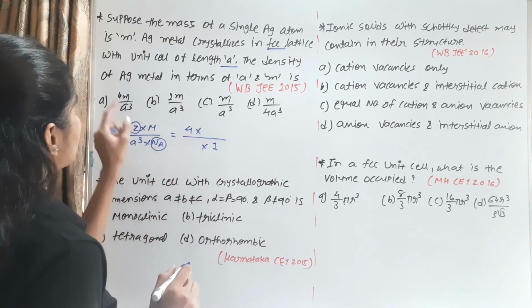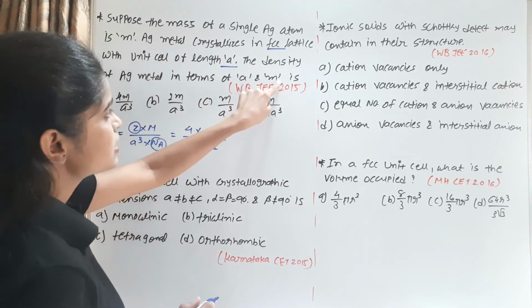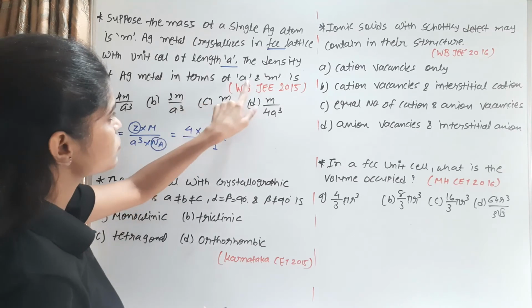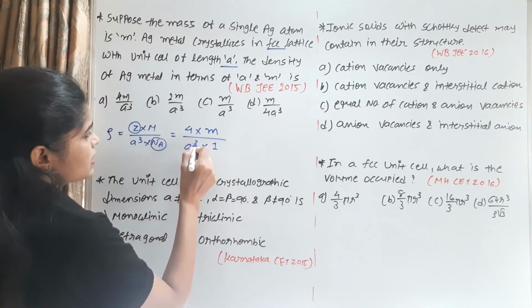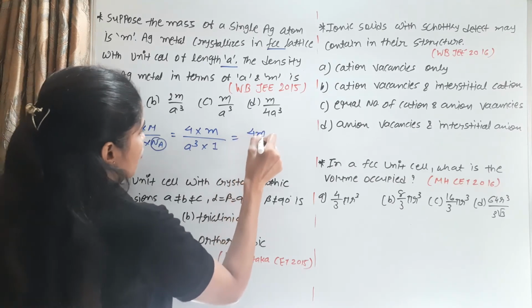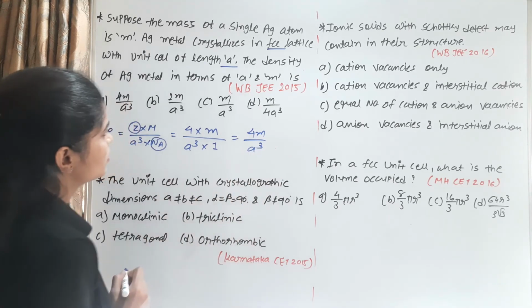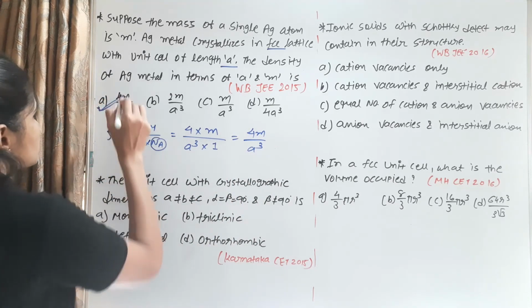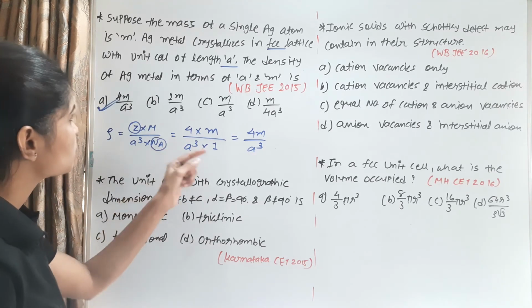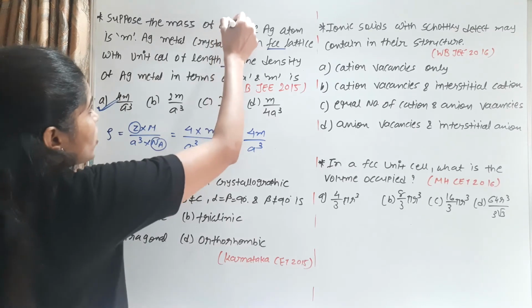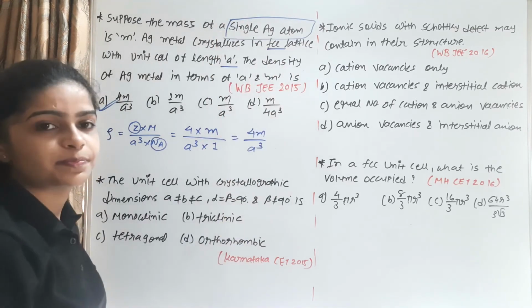Then m, the mass, is considered as small m. The density of Ag metal in terms of a and m, and the unit cell length is a cube. So the answer is 4m by a cube. This is the right answer, 4m by a cube. Why is Na, the Avogadro number, not used? Because we consider only a single Ag atom.